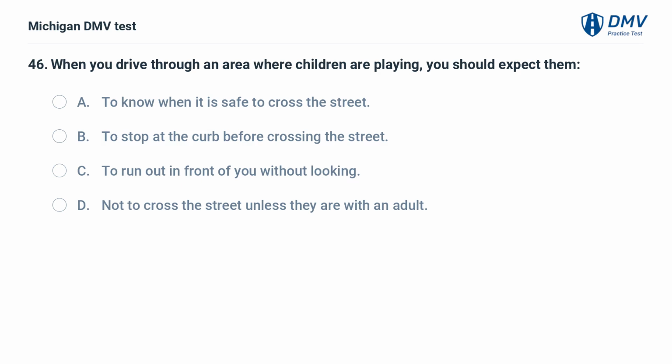When you drive through an area where children are playing, you should expect them A. To know when it is safe to cross the street. B. To stop at the curb before crossing the street. C. To run out in front of you without looking. D. Not to cross the street unless they are with an adult.